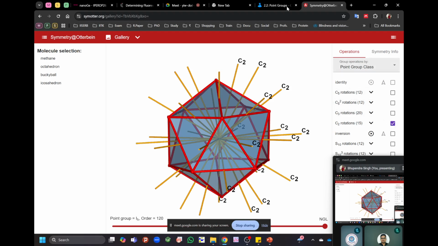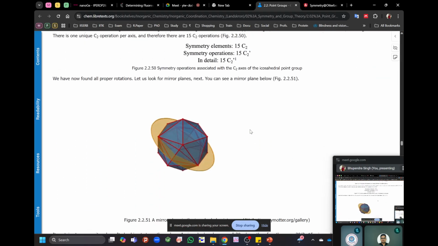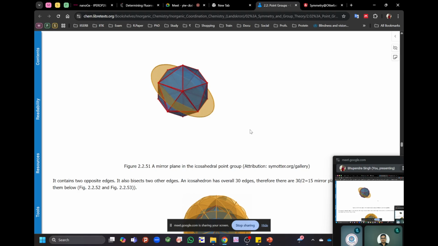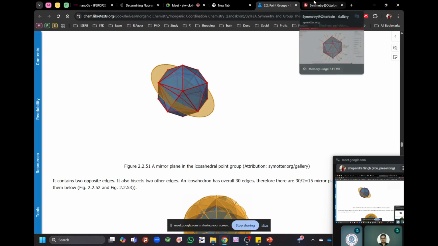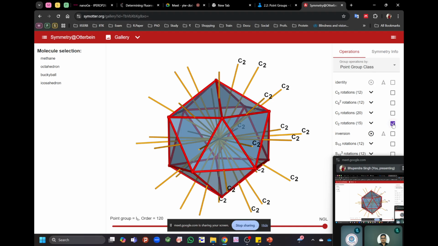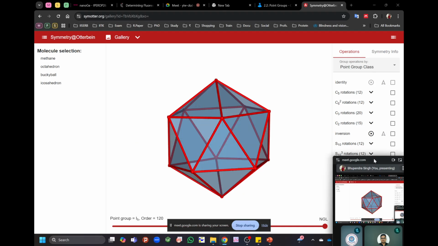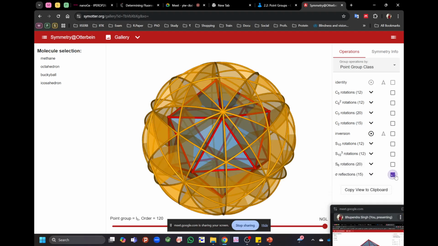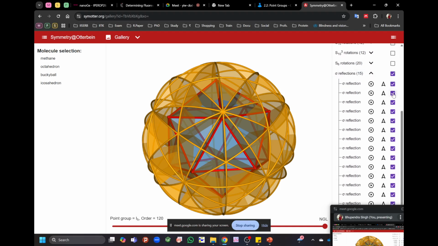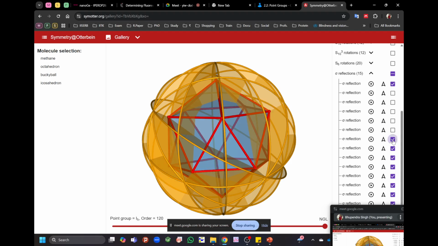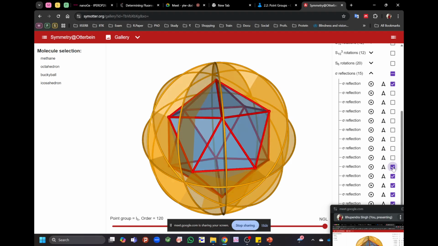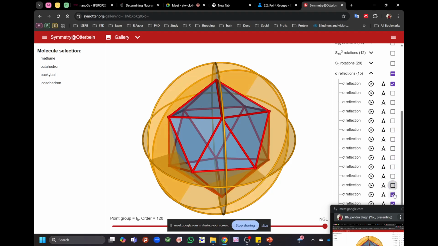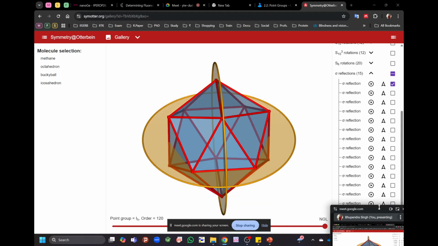Okay, so planes. Obviously, planes you can imagine easily. Planes are present here. I can show you the reflections. Oh, so many reflections. Oh, 15, huh? 15. So this is the problem with the higher order symmetry molecules or structures.